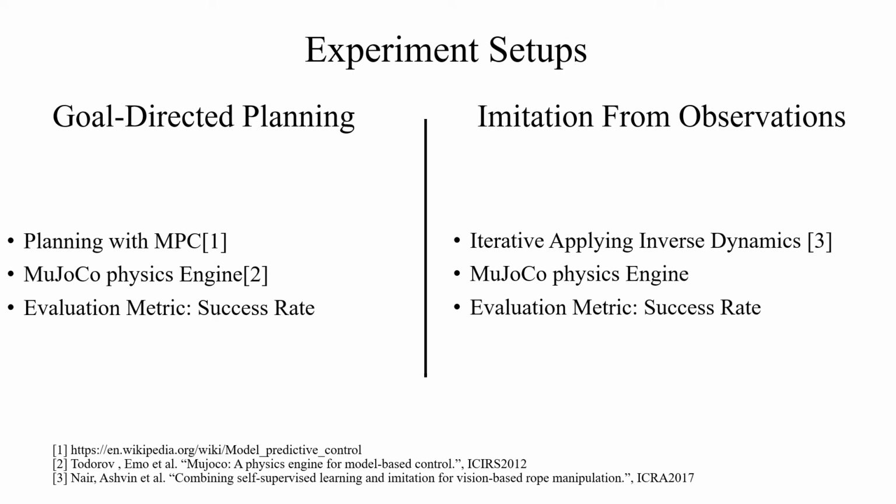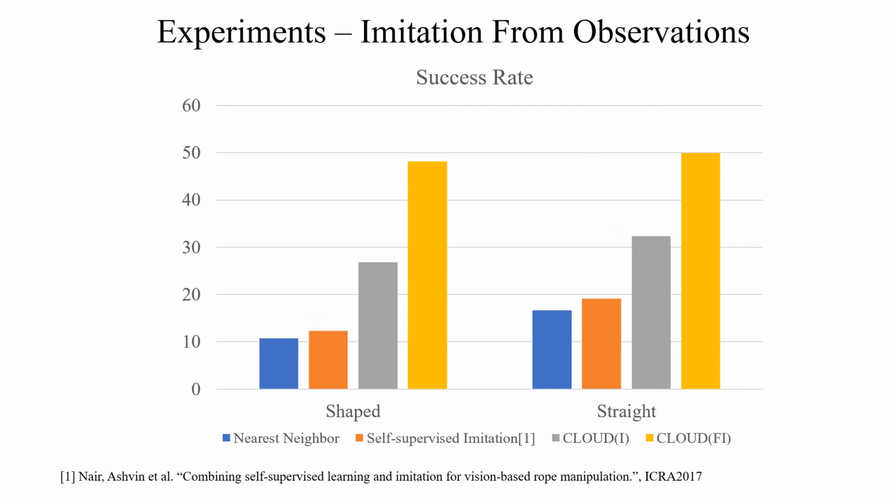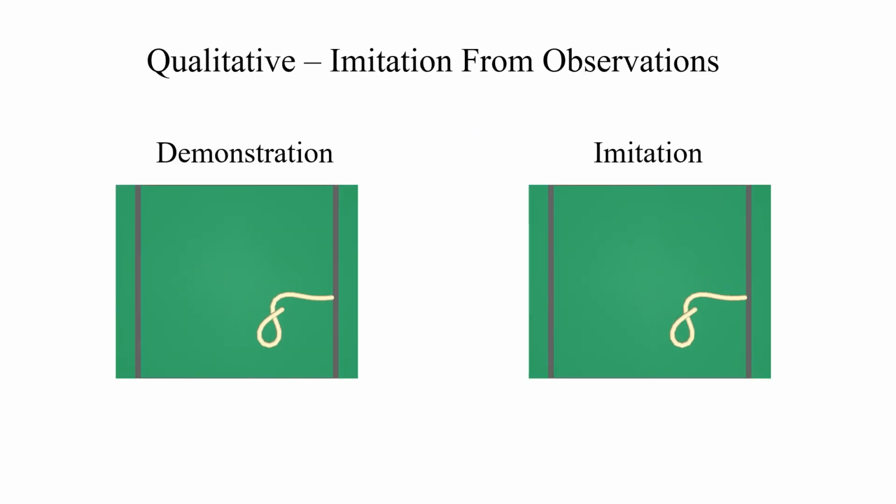We evaluate our proposed method in comparison with classical baseline methods on two tasks: goal-directed planning and imitation from observations on real manipulation. For goal-directed planning, we propose to plan with a simple version of model-predictive control. We calculate the success rate on MuJoCo rope. We also evaluate the performance of our proposed method on imitation from observations. As can be seen from the chart, our method outperforms all baseline methods by a large margin on goal-directed planning and imitation from observations. Here are some qualitative results for goal-directed planning and imitation from observations.